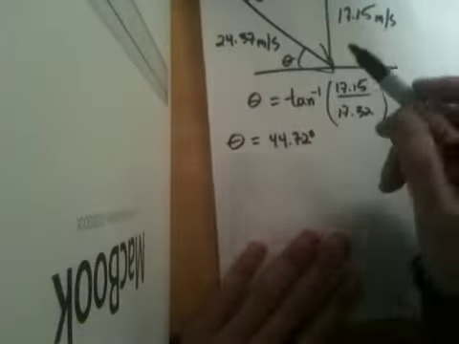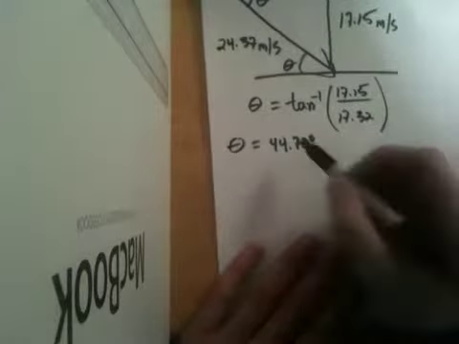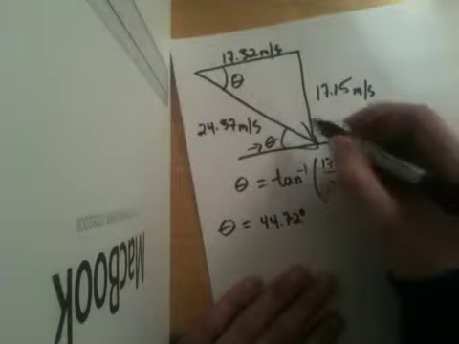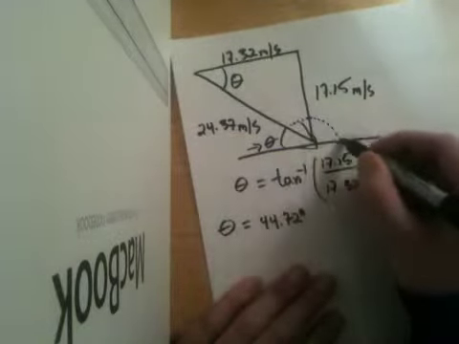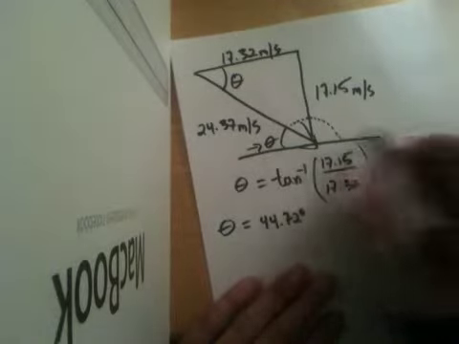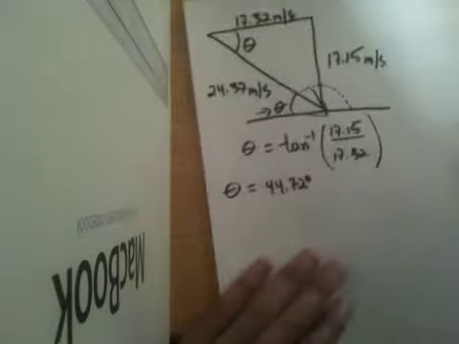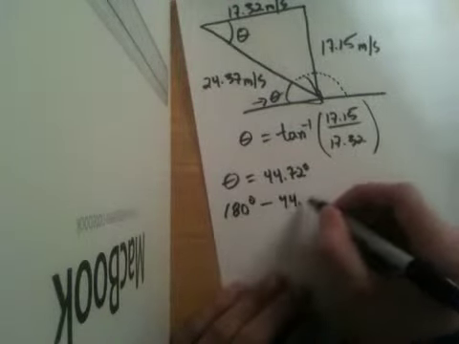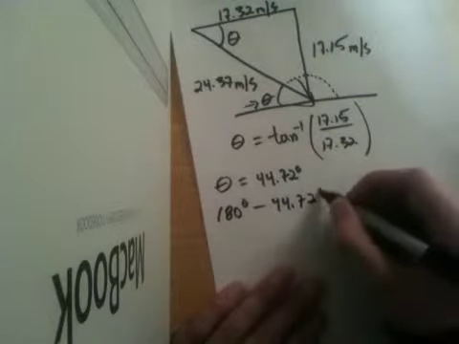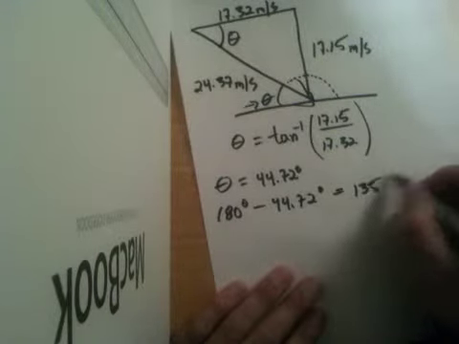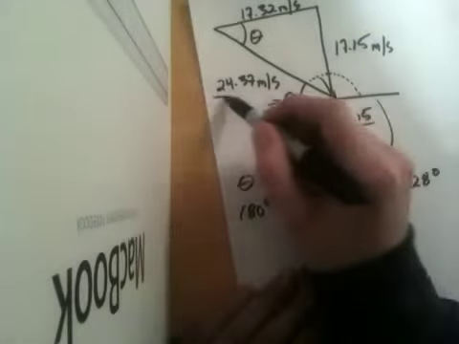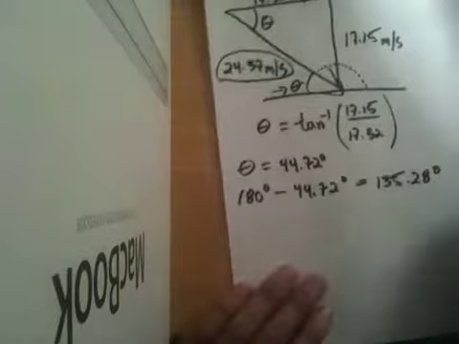But you have to keep in mind that when you're talking about angles, you can't use 44.72 because that's this angle right here. When you're doing it in the Cartesian coordinates, you need to describe it in terms of this angle from the horizontal line in the first quadrant. So to figure that out, you just simply do 180 degrees minus 44.72 degrees, and that gives you 135.28 degrees.